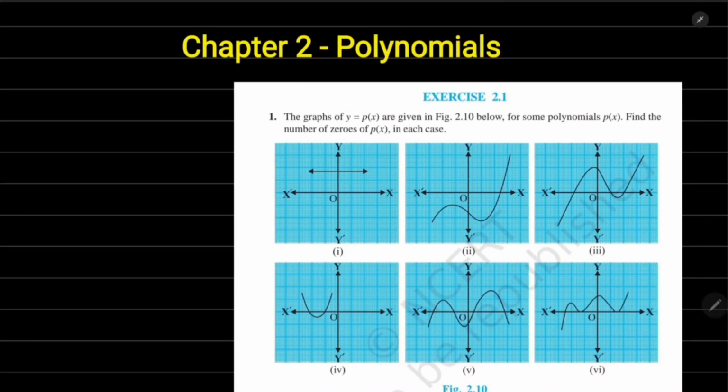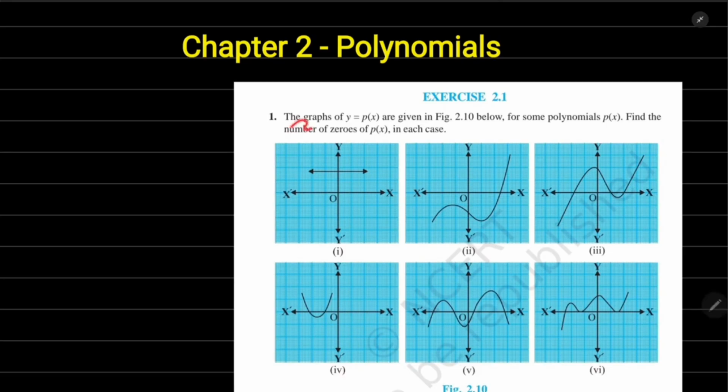In today's video, let us solve NCERT Exercise 2.1 of the chapter Polynomials. Let us read the question clearly and try to understand what you need to know in order to solve this kind of questions.